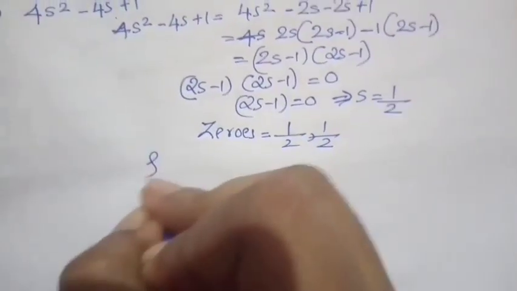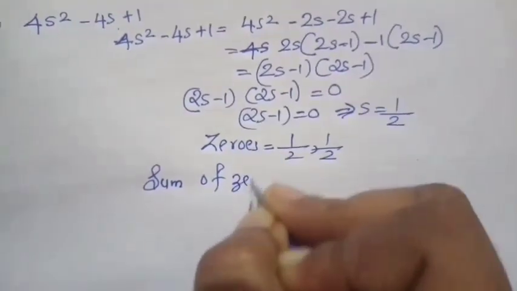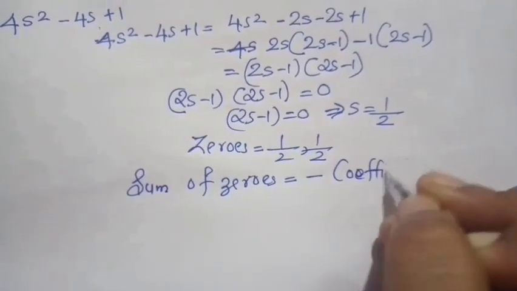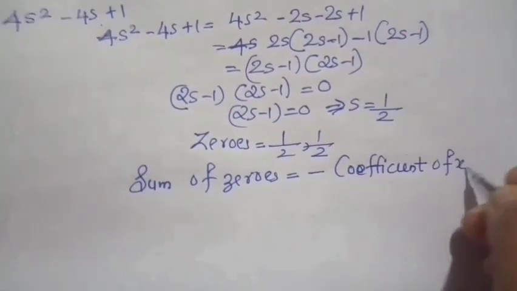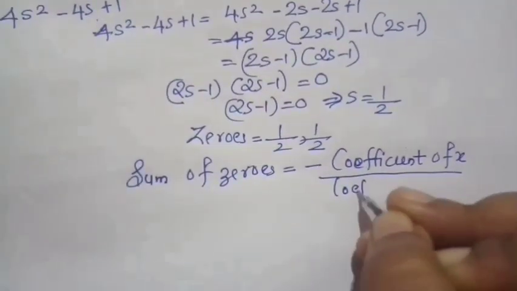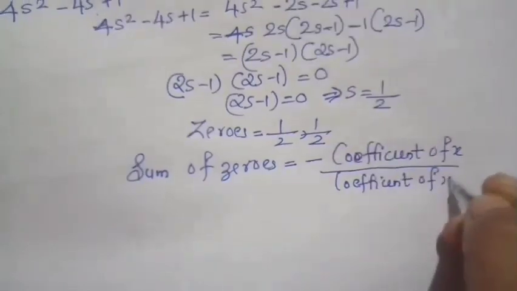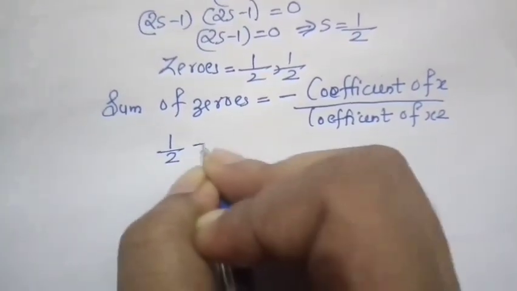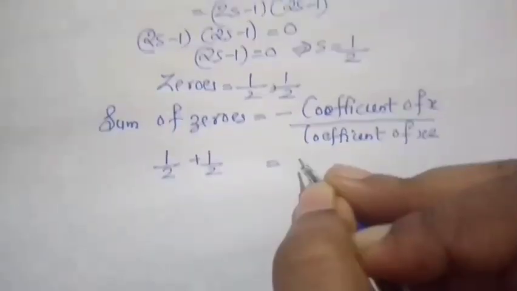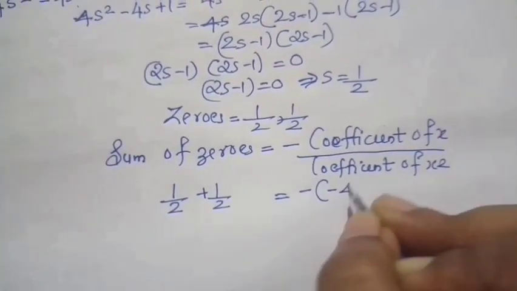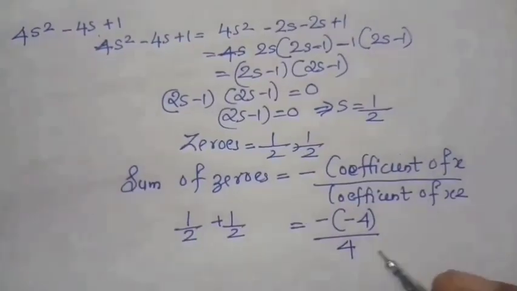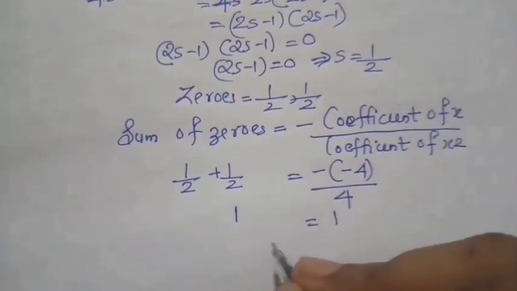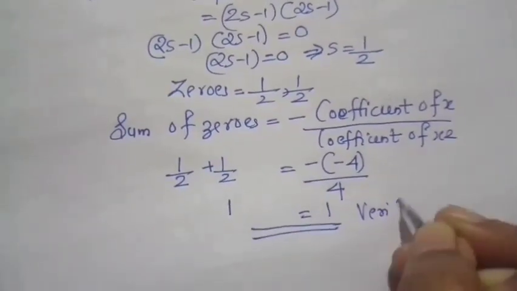So, now the first condition to prove is sum of zeros is equal to minus of coefficient of x divided by coefficient of x square. So that means sum of zeros. What are the zeros? 1 by 2. Next one is again 1 by 2. And what is the coefficient of x here? Minus 4. What is the coefficient of x square? 4. So this will give you 1. And 1 by 2 plus 1 by 2, 1. So the first relationship is verified.